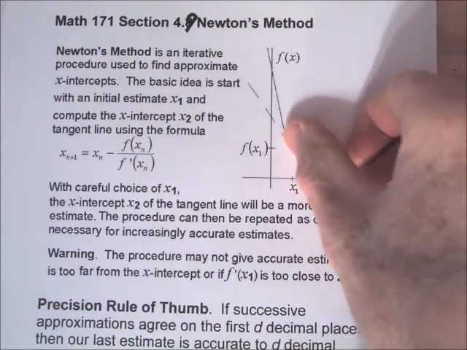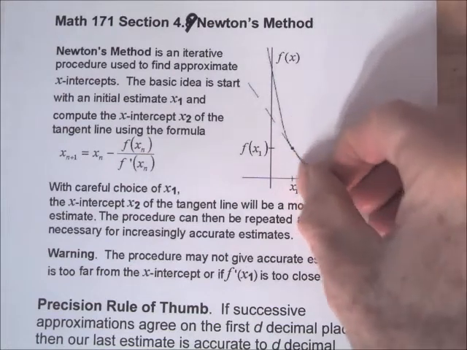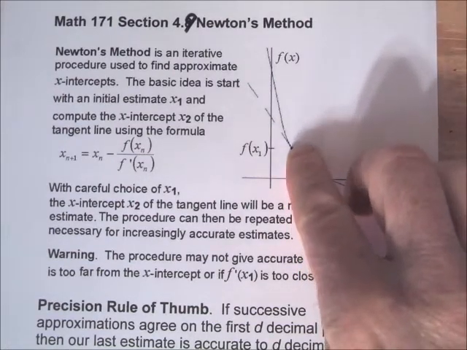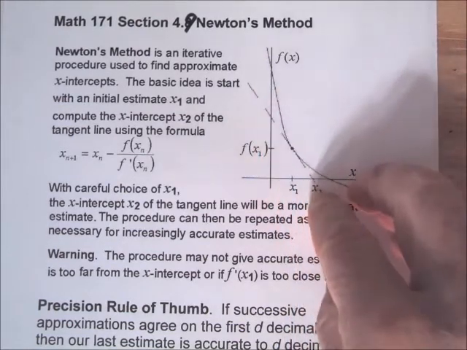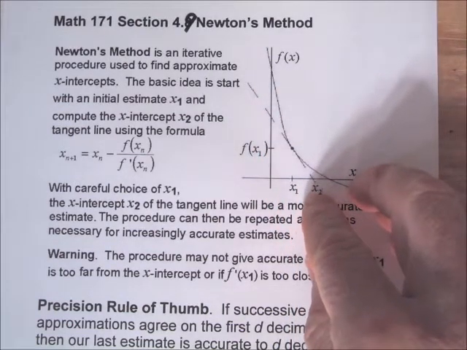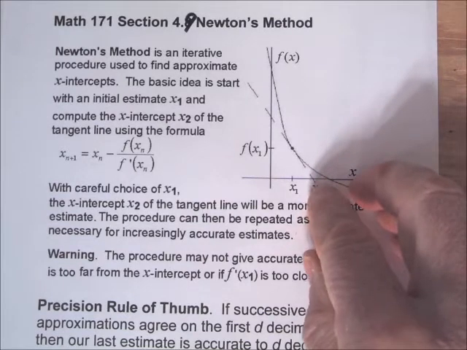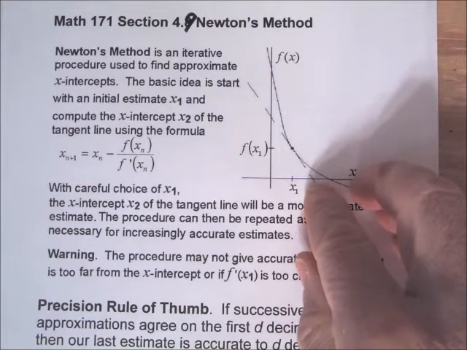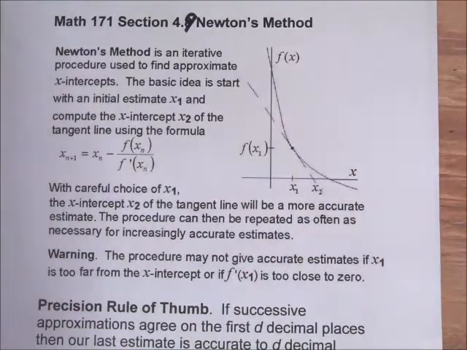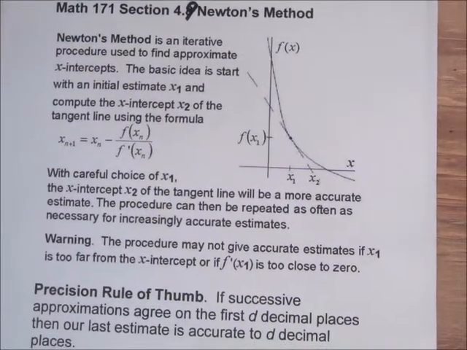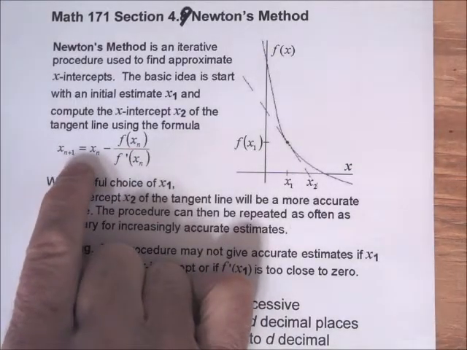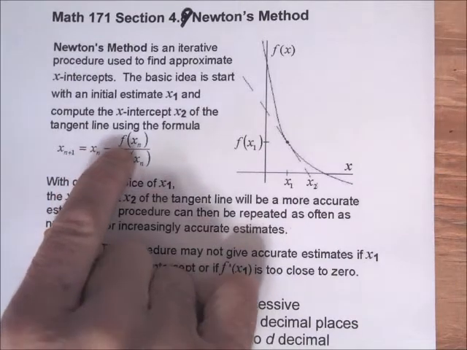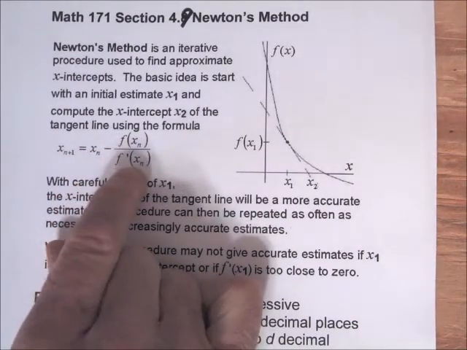We make an initial guess, and we get a tangent line. So our initial guess is x1, and we use that to get a tangent line to the graph, and then we see where the tangent line hits, and that gives us the second estimate. And then we can use that to repeat the process to get a third estimate or a fourth estimate. So the formula for doing this is x sub n plus 1 is equal to x sub n minus f of x sub n over f prime of x sub n.